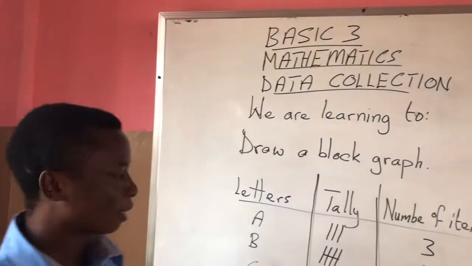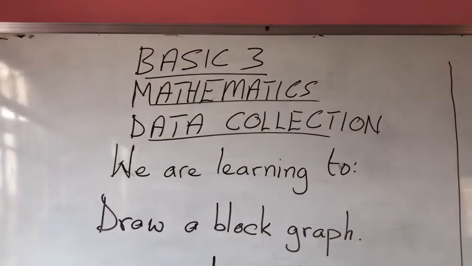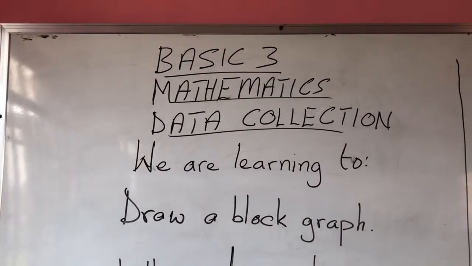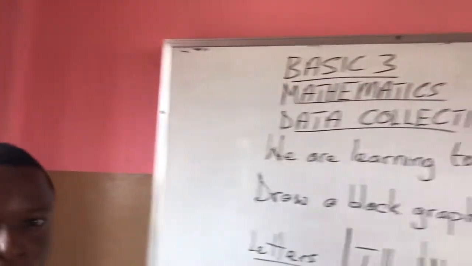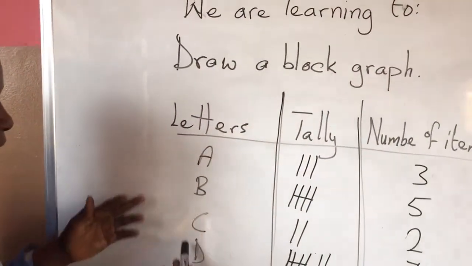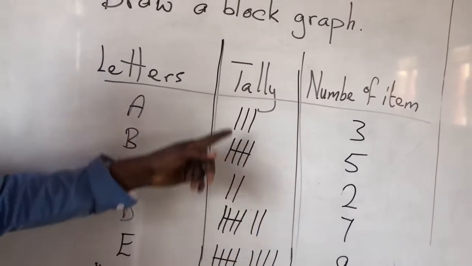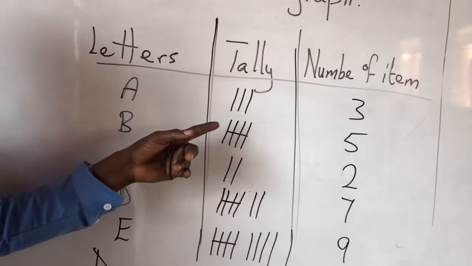How will you go about it? Look at the information. Now we are learning to draw a block graph, as I said earlier on. This is the data given to us. We have letters A, B, C, D, E. We have tally. You know about tally. We learned about tally in our previous lesson.